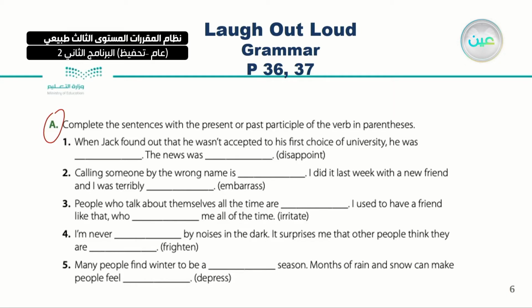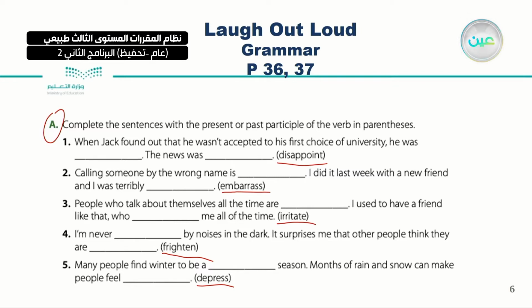Complete the sentences with the present or past participle, just what we showed you earlier, of the verb in parentheses. Here we have the verbs irritate, frighten, and depress. We have 5 sentences and you have to do all of these, but I'm going to help you with the first one, and you will do the rest.